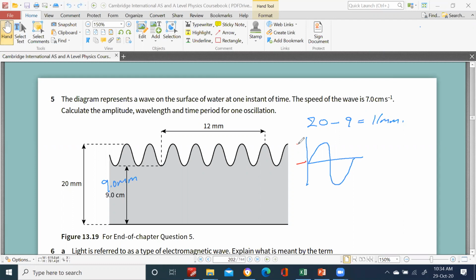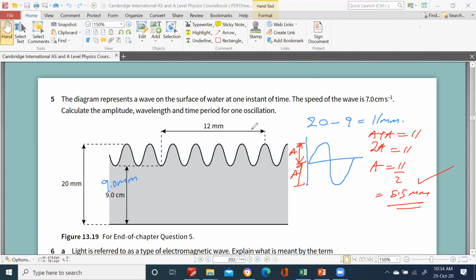5.5. So this is what you call the amplitude. This is also the amplitude. Correct. So 2a, now that is a plus a, is equal to 11. So our amplitude is equal to 11 divided by 2, which gives us 5.5 millimeters. Correct.